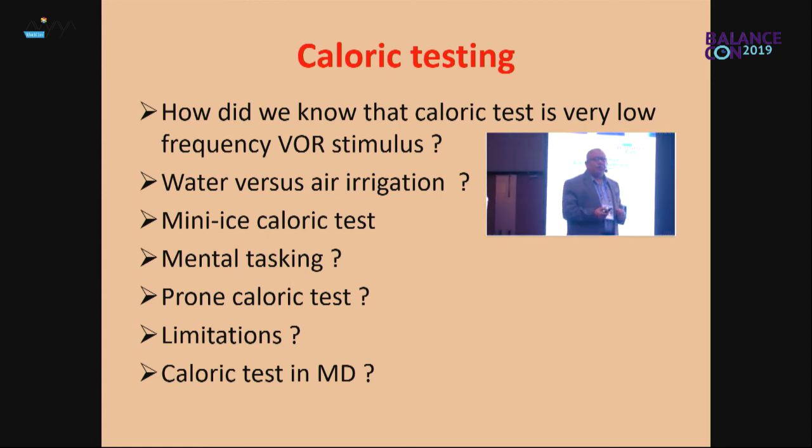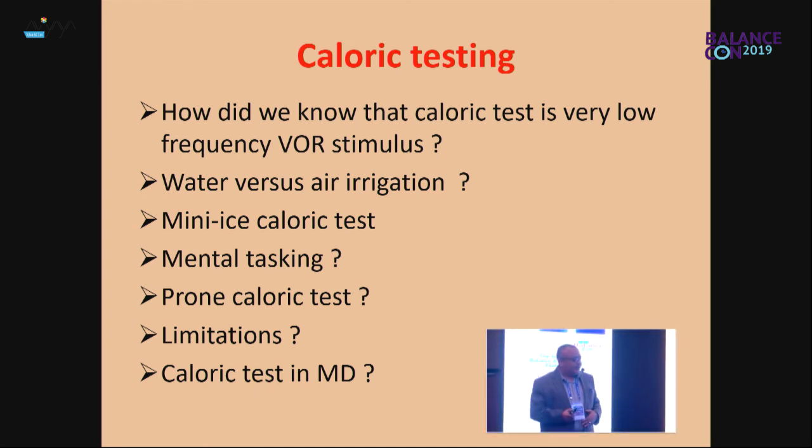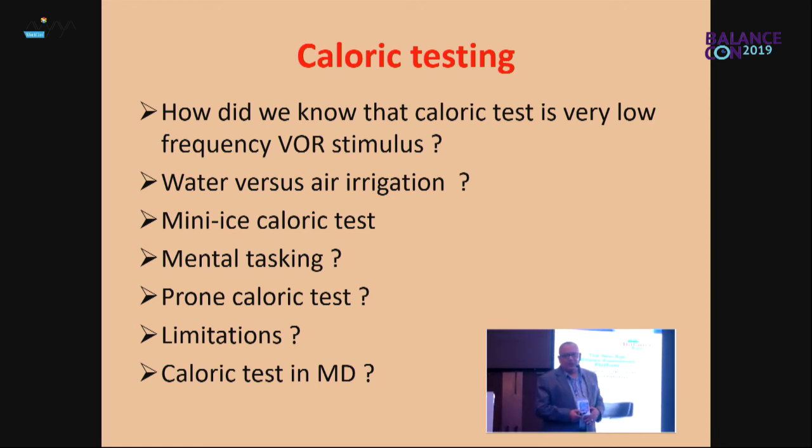Yes, in optokinetic, gain asymmetry is important, and yes, in any cases with unilateral vestibular loss of central or peripheral origin, it can give you a gain asymmetry. So now we'll go for the caloric testing. I'm not a big fan personally of the caloric test, but still it's important.